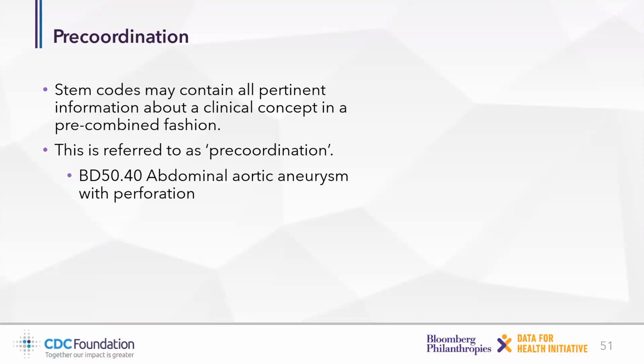For example, BD50.40 is the code for abdominal aortic aneurysm with perforation, and this is a pre-coordinated stem code. Aortic aneurysm is coded, abdominal aortic aneurysm, the information is combined within, and this has a perforation as well. So all this pertinent information is combined in a pre-combined fashion. So this is called pre-coordination.